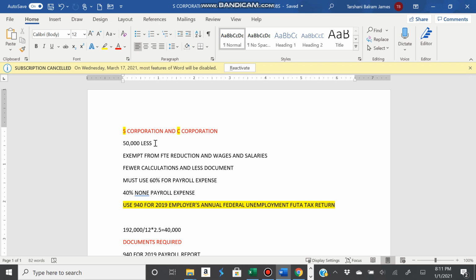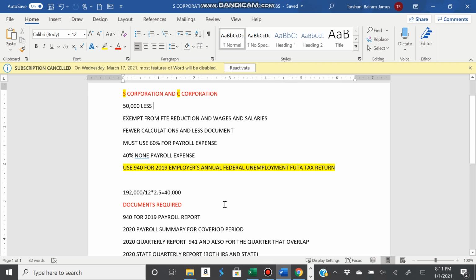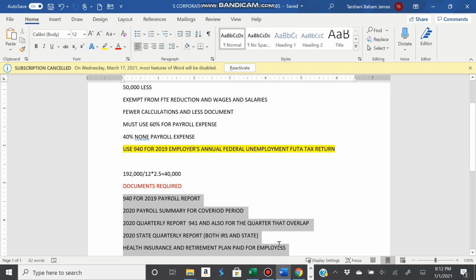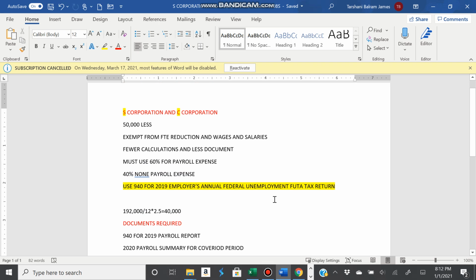Now, there are advantages of using the 3508S form, which is it requires fewer calculations, less documentation. But you will have to upload documents that are here. You have to upload these documents when you go to your bank portal to apply for the PPP loan forgiveness. The SBA will use those documents and additional information that they ask you for to review your calculation to see whether the loan forgiveness amount is correct.